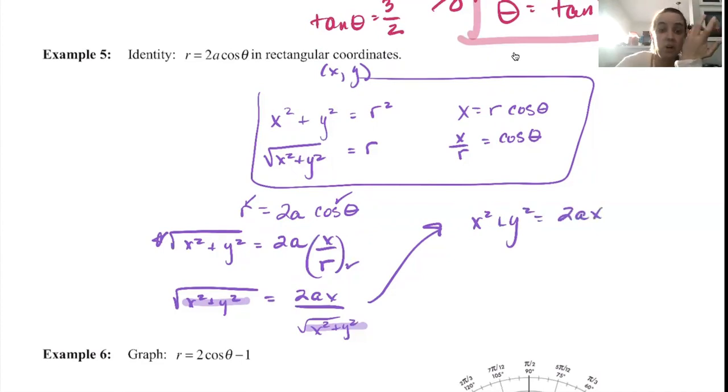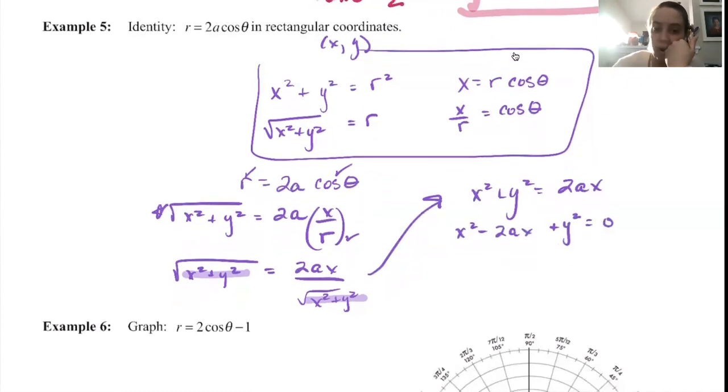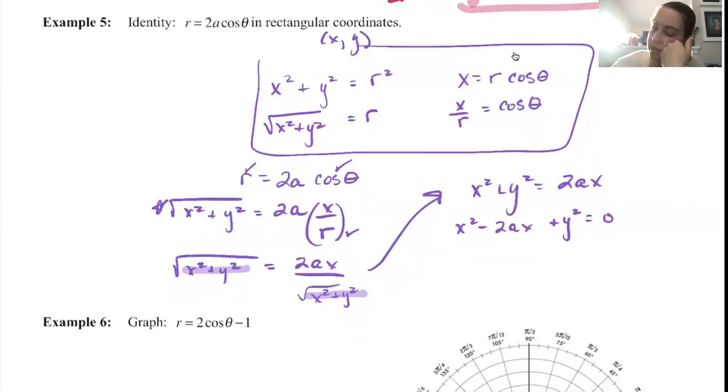Now, I'm in terms of x and y, which is great. We're on the right track. But what is the shape really? I'm going to subtract the 2ax to the left, set this thing equal to 0, and then I'm going to complete the square. x squared minus 2a x plus y squared equals 0.